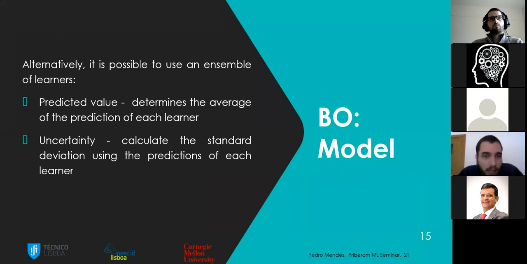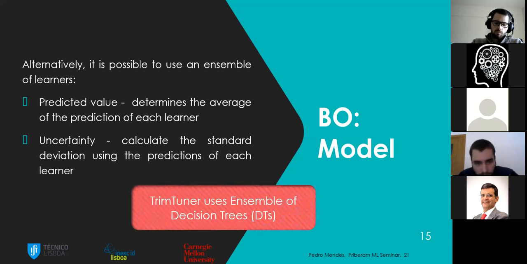Alternatively, we can use an ensemble. We cannot only use one simple learner, because this way we don't have any information about the uncertainty of the model. And if we use an ensemble of learners, we can have a prediction about the value, the average, by determining the average of the predictions of each learner. And we can measure the uncertainty by calculating the standard deviation using the predictions of each learner. In particular, in TrimTuner, we exploit an ensemble of decision trees.